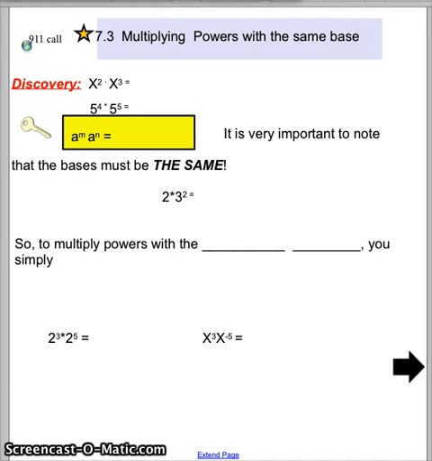Welcome to 7.3. Thank you for joining me. Today we are going to be talking about multiplying powers with the same bases. So before I give you the rule for this, I wanted to do a little discovery of our own.